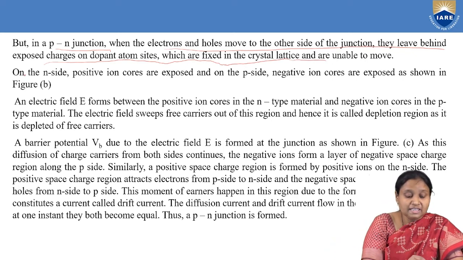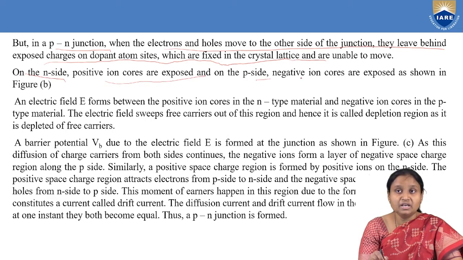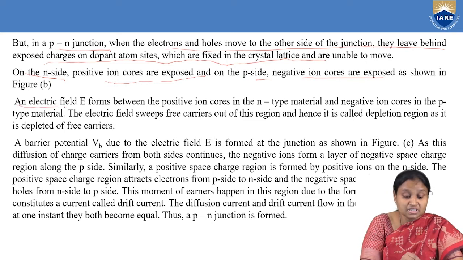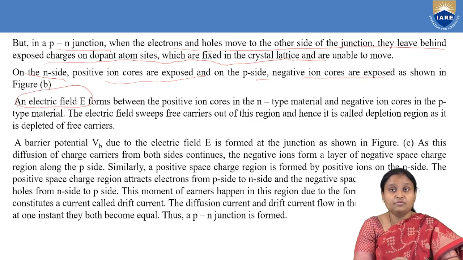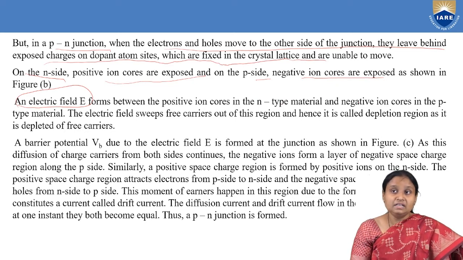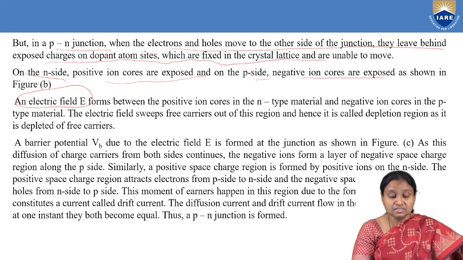Therefore, on the N side we have positive ion cores, and on the P side we have negative ion cores. Because of such charge separation, an electric field E forms between the positive ion cores in the N-type material and the negative ion cores in the P-type material. If you go back to our figure, in the N-type material these are positive ion cores, whereas in the P-type material we have negative ion cores. So that's why the electric field E is formed.